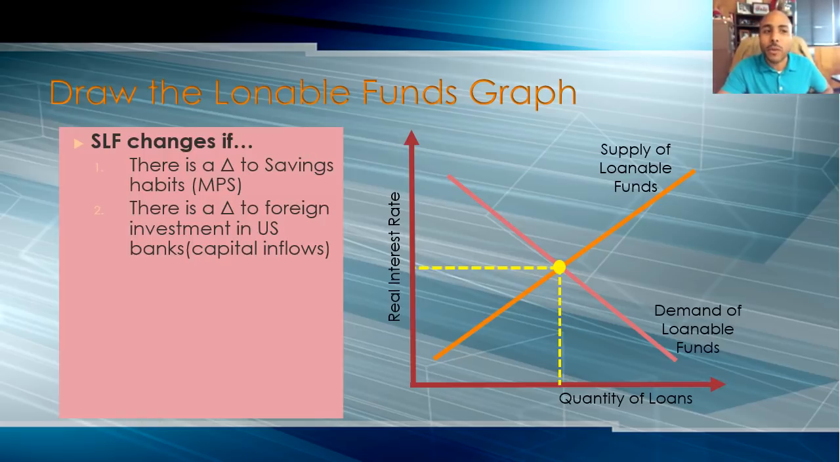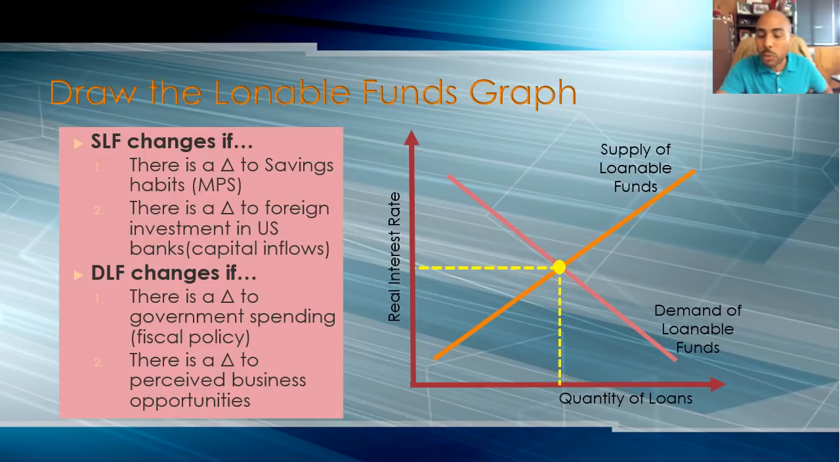Now, if there's a change to foreign investment in the U.S., we call that capital inflows, meaning like if more foreigners put their money in U.S. banks, then we'll see the supply of loanable funds increase. But if foreigners start taking their money out of U.S. banks, then we would see the supply of loanable funds decrease.